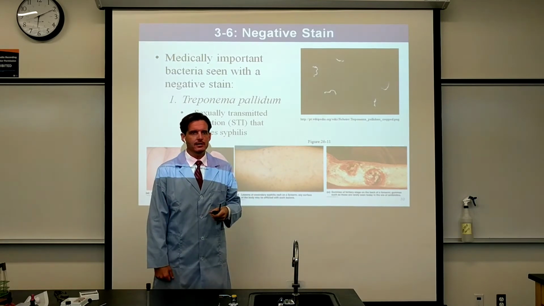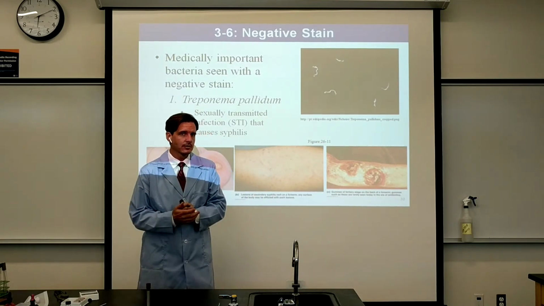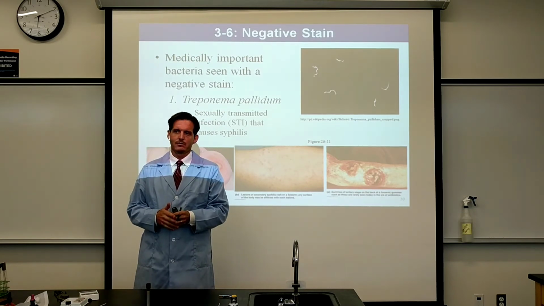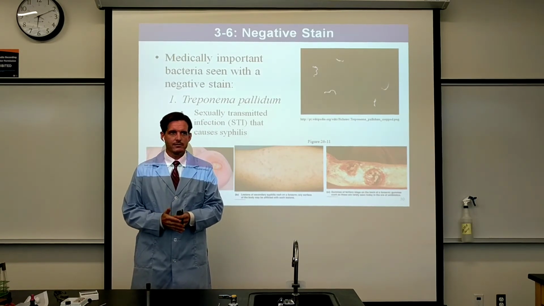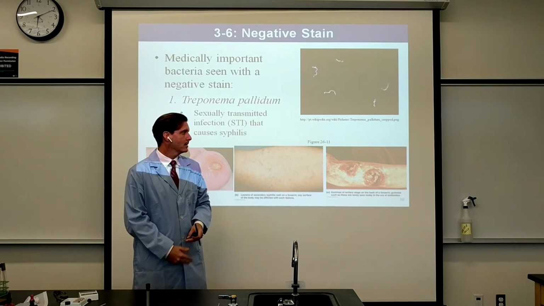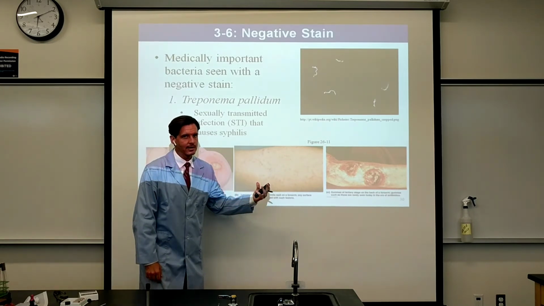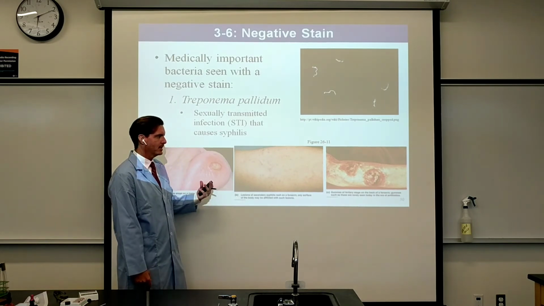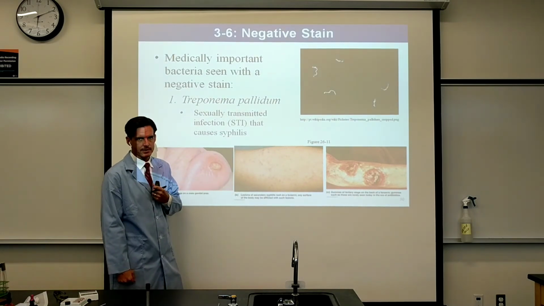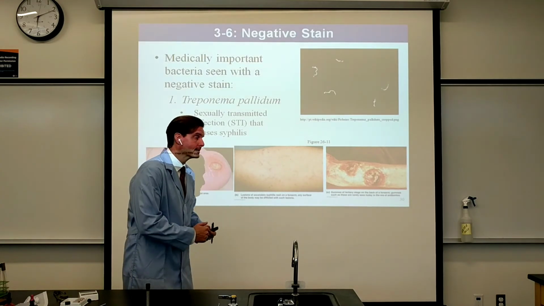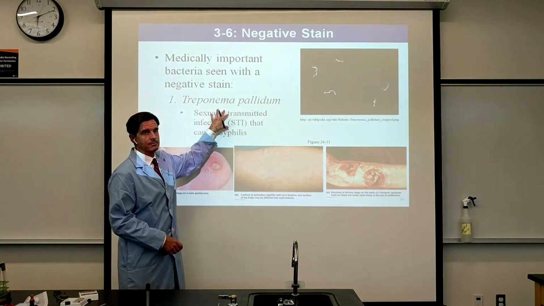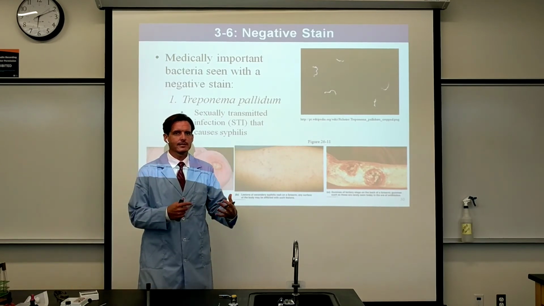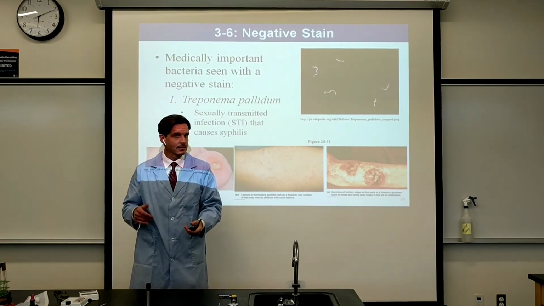And these spirochetes are really important to be able to identify, because spirochetes are known to cause a lot of severe, if not deadly, human diseases. One such disease that I'd like to highlight that's arguably the most important of the spirochete-based diseases is syphilis. Syphilis is a sexually transmitted infection, STI, sometimes referred to as STD, sexually transmitted disease.